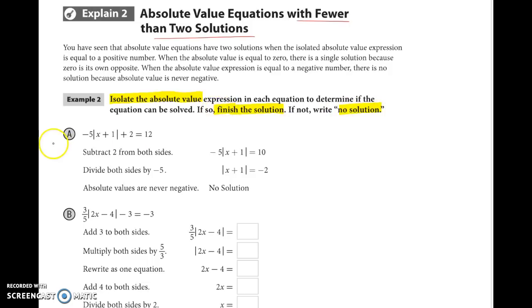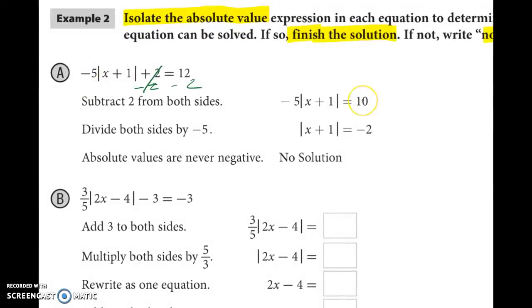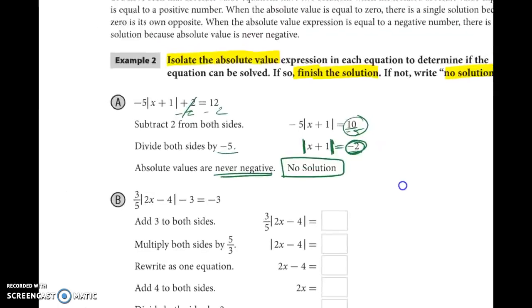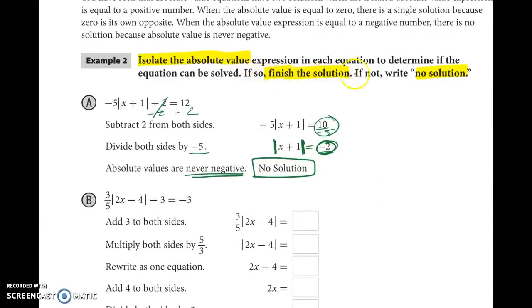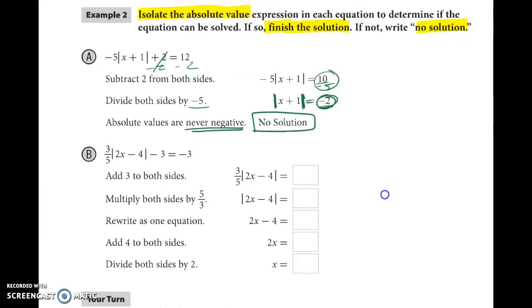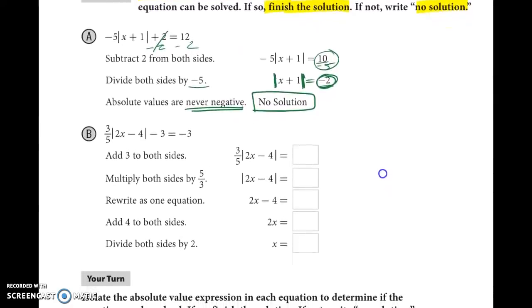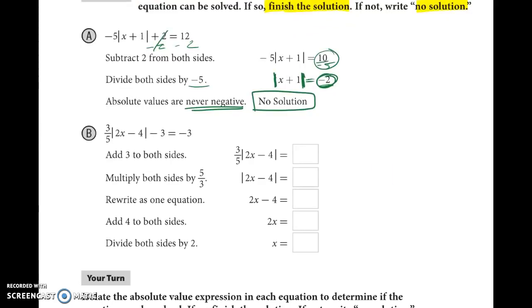So in part A, we subtract 2. And we divide by negative 5. Now when we do that dividing by negative 5, that 10 divided by negative 5 gives me a negative number. Can the absolute value or distance ever equal a negative number? No. Absolute values are never negative. It's no solution. So that's what it means when it says, if so, finish the solution. Well, you can't finish that. Doesn't make sense.